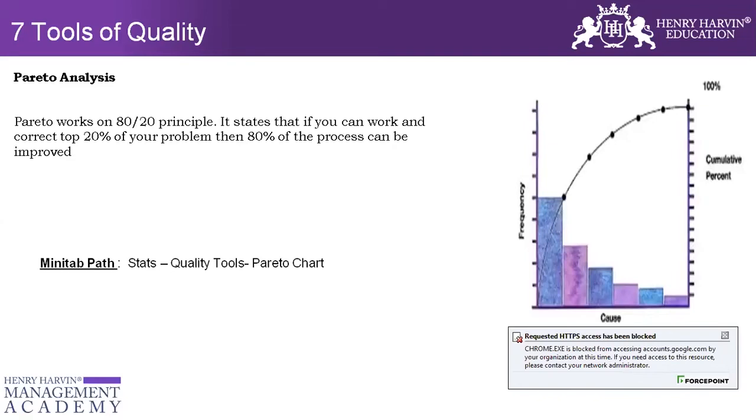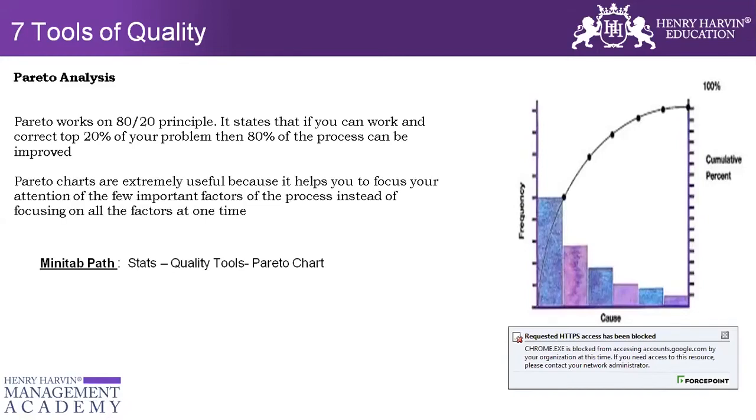As we said, Pareto works on the 80-20 principle. It states that if you work on and correct the top 20% of your problems, then 80% of the problem can be resolved. This can be used for looking at the top defects. This can also be used at looking at the top people or top departments who are producing a lot of defects. This can be used for different categories.